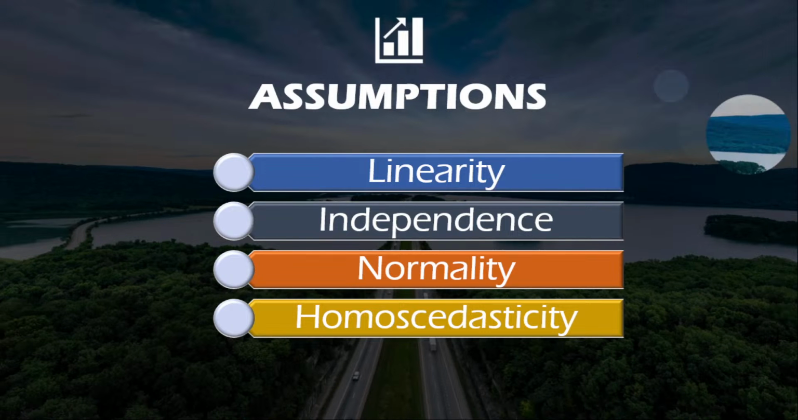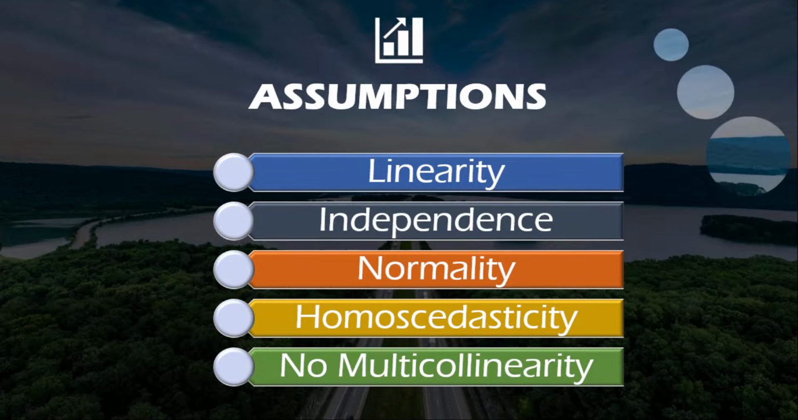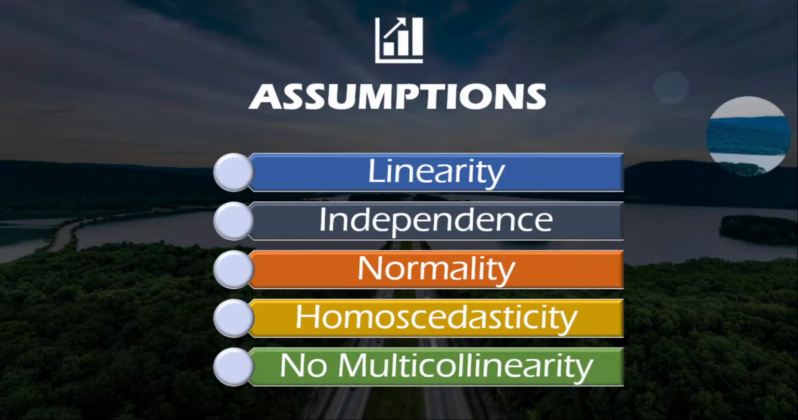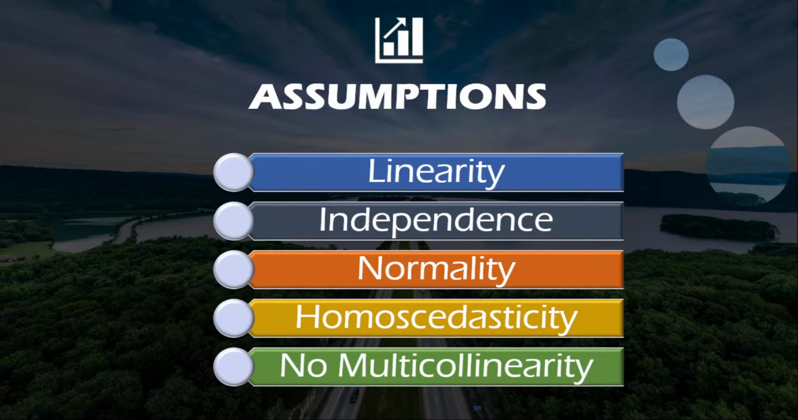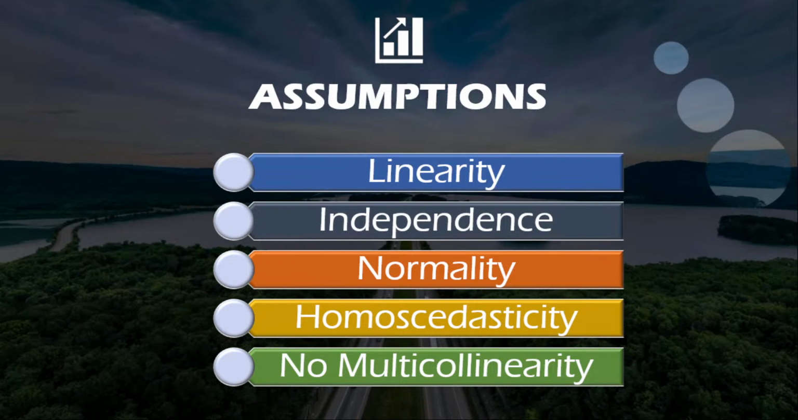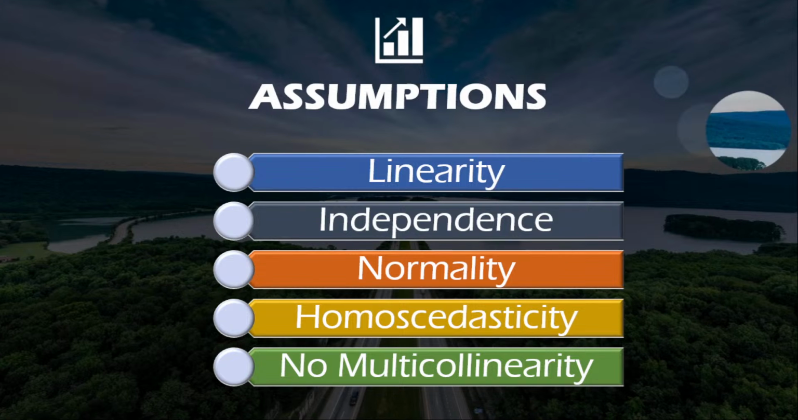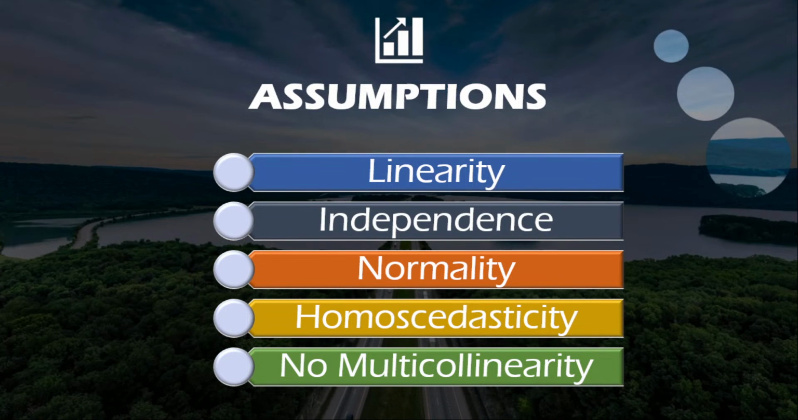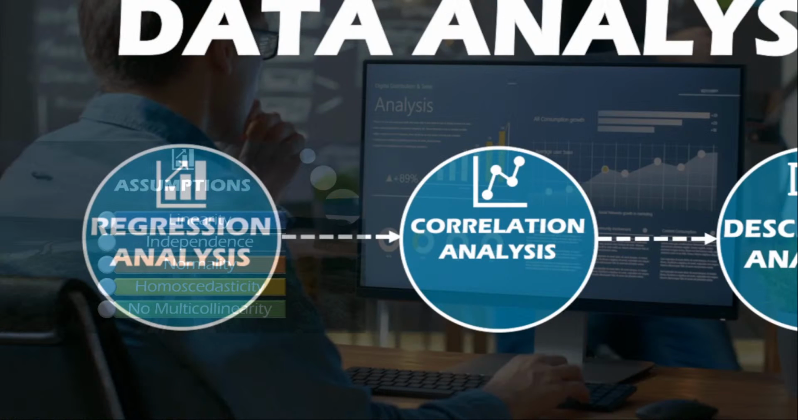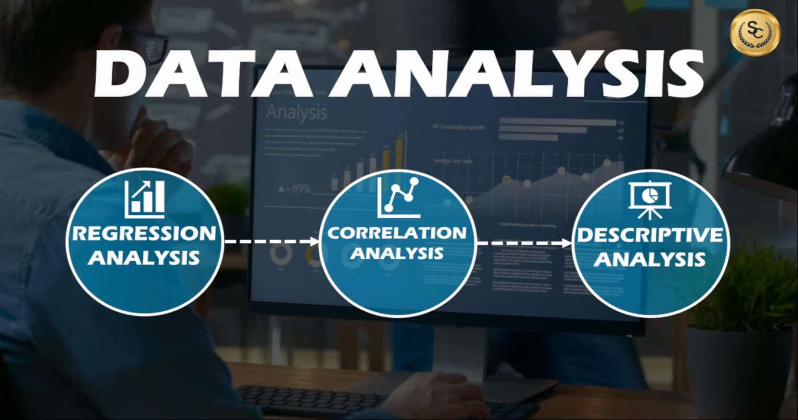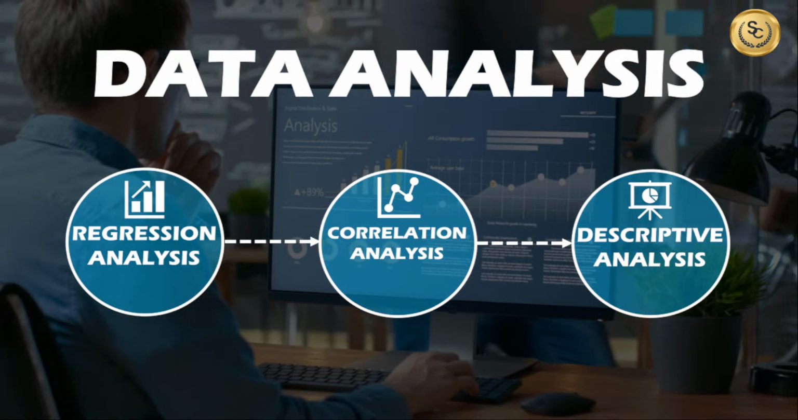All right. Now the next one is no multicollinearity. Multicollinearity means that the independent variables don't have a kind of linear dependence on each other. So these are the assumptions that must be met. If you meet these assumptions, then you can run regression analysis. You can use regression analysis. And that is the foundation of regression analysis.